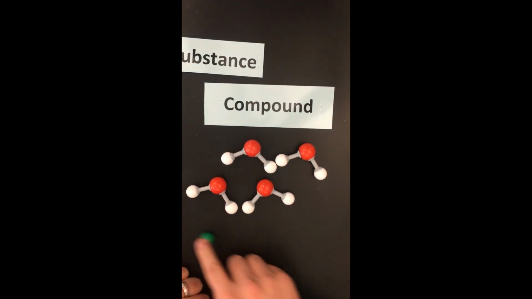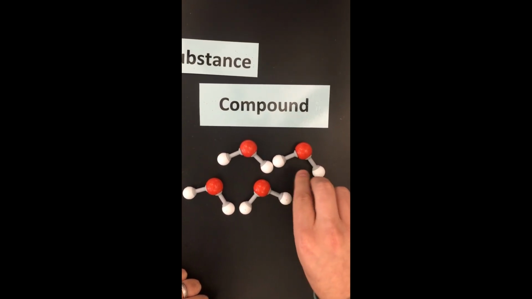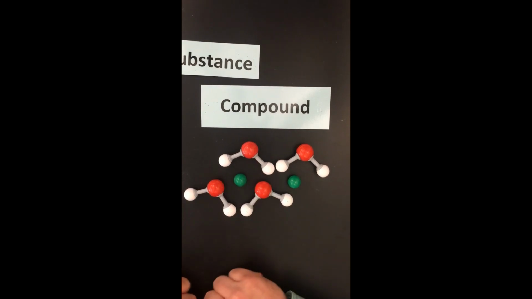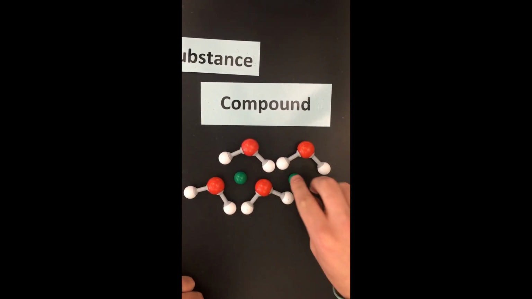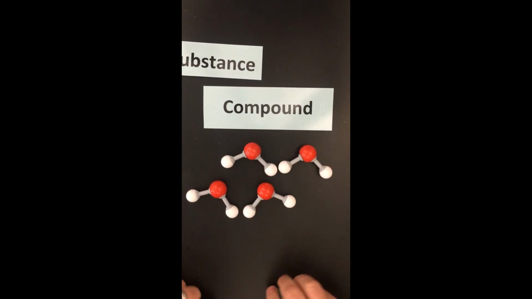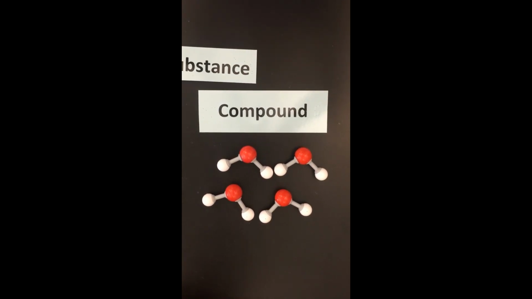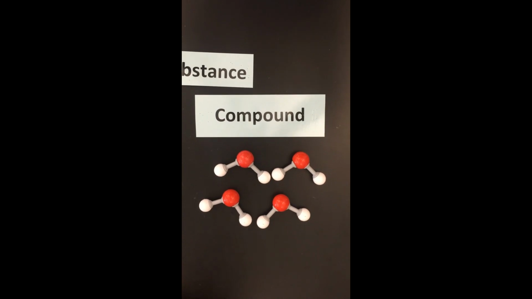But imagine some copper got into here. Then it would not be pure anymore. We would have water with some copper mixed together. If we take the copper back out, we have purified the sample, and now this is pure water, and it is a compound, pure substance.